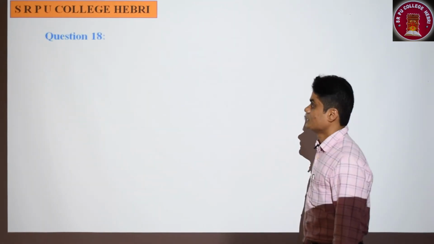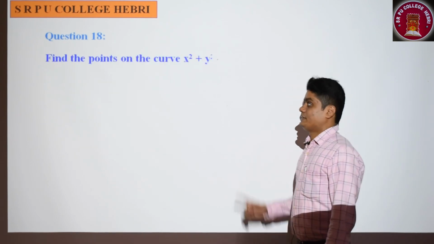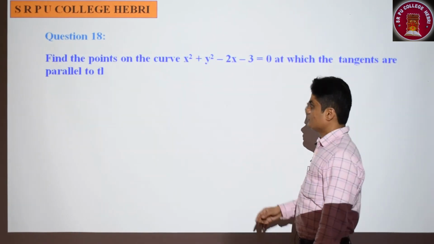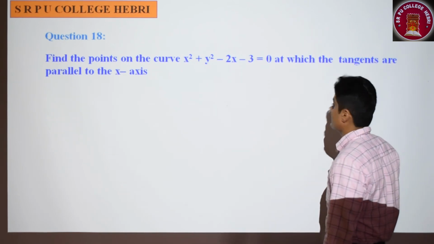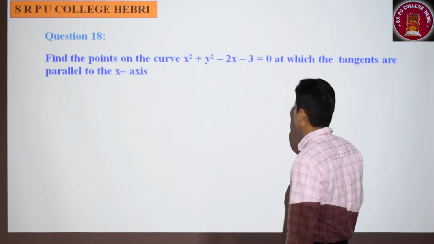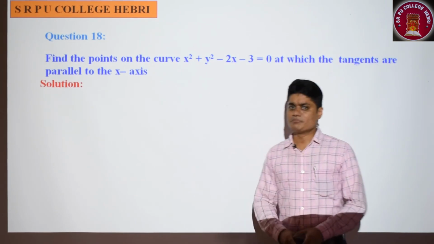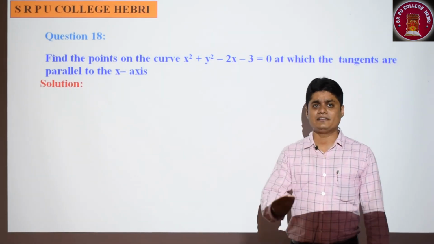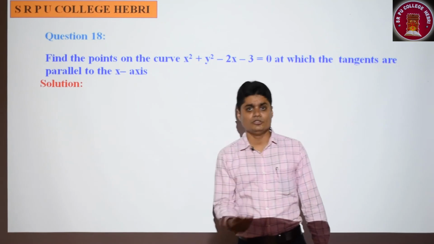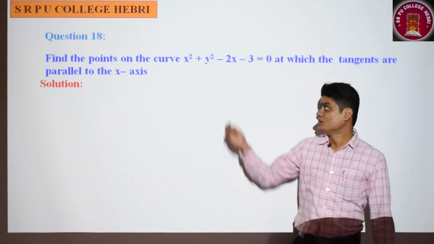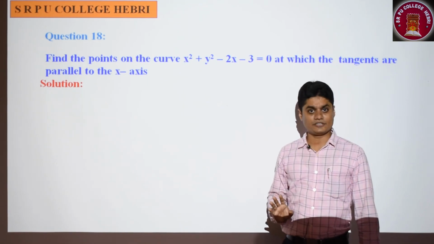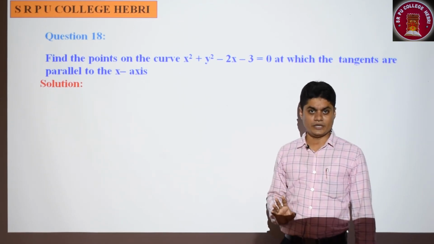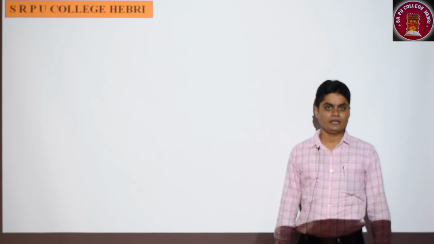Very good. Question number 18. Find the points on the curve x square plus y square minus 2x minus 3 is equal to 0 at which the tangents are parallel to the x axis. I will give this as homework, because when the tangent is parallel to the x axis, you know its slope is equal to 0. So differentiate and equate with 0, you will get the answer. Shall I leave this as a homework problem? I hope you can do it. Okay, thank you.